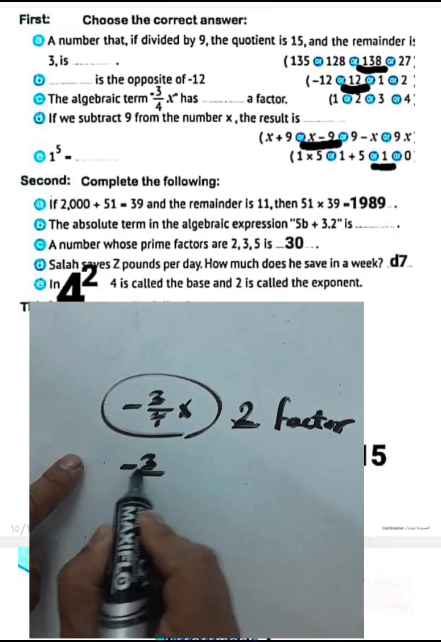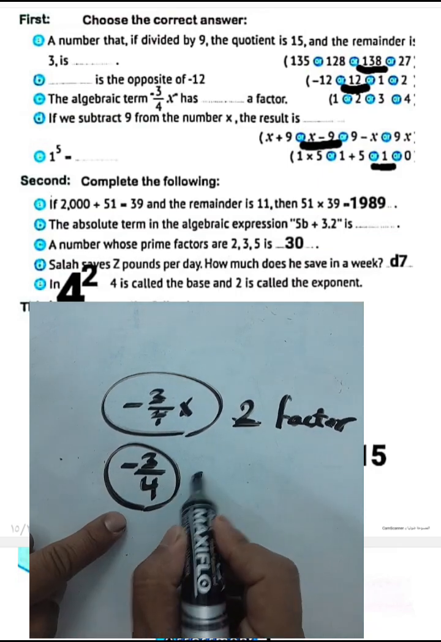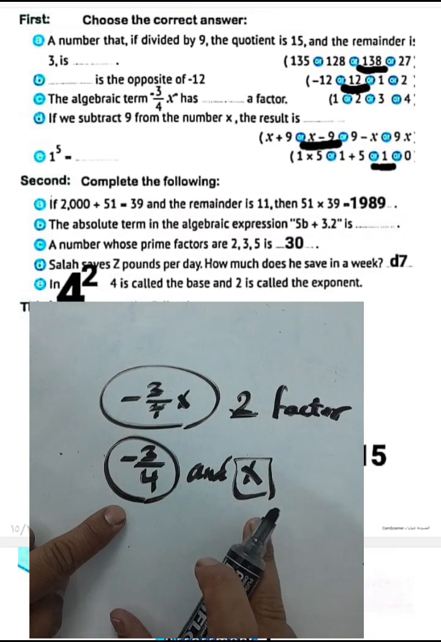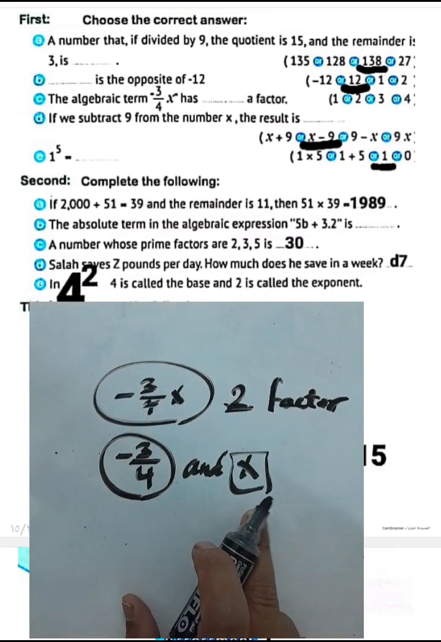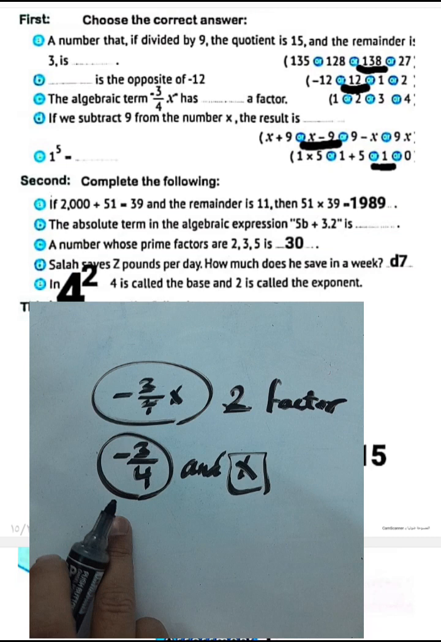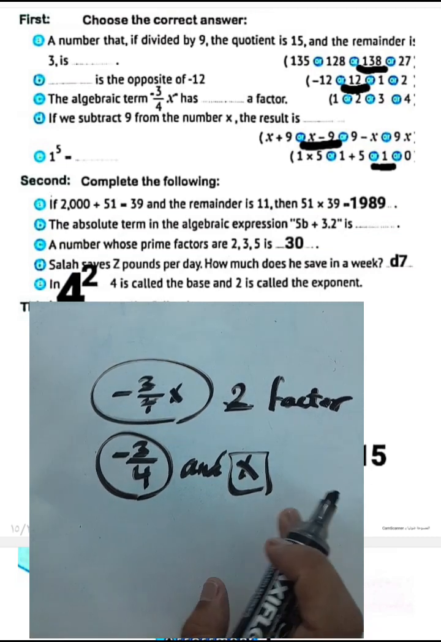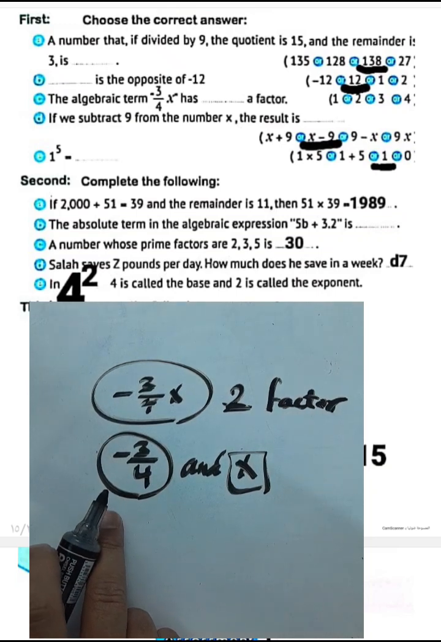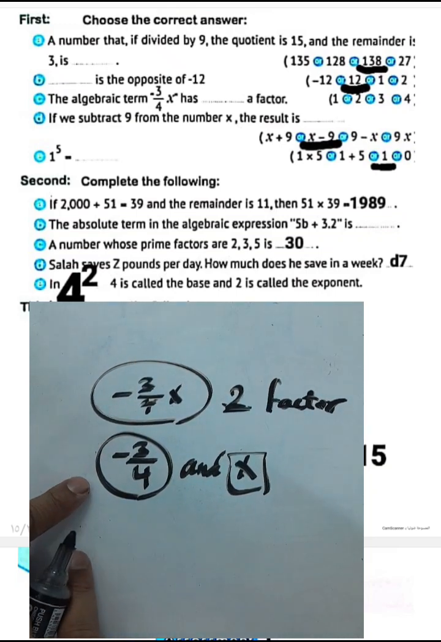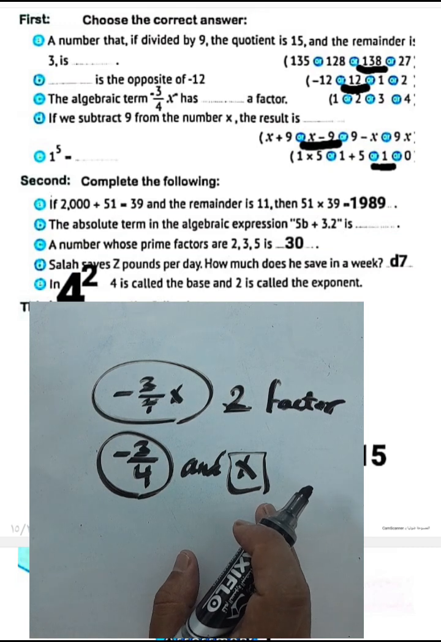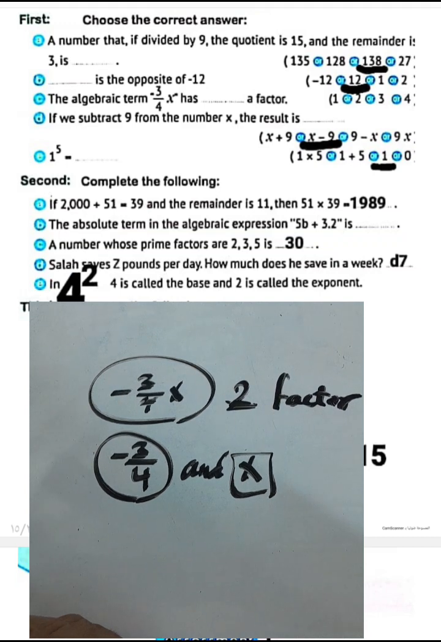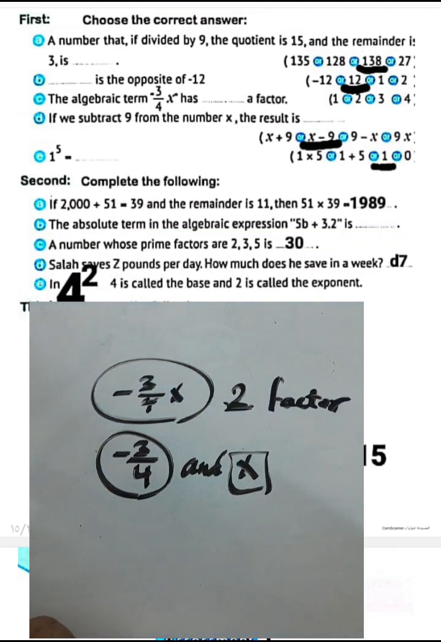It will be negative 3 over 4, the first factor, and we have x. We have a numerical factor and an algebraic factor. Numerical factor uses numbers, and algebraic factor uses letters. So we have in this example 2 factors. Negative 3 over 4x has 2 factors.